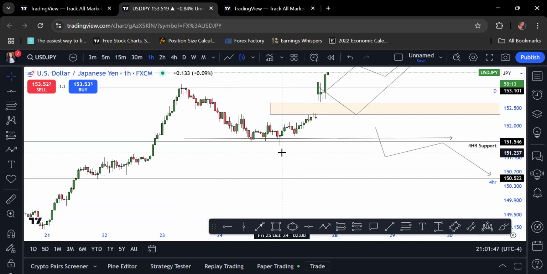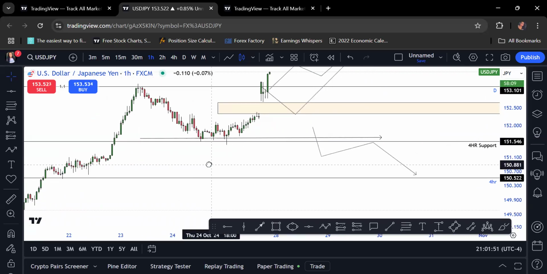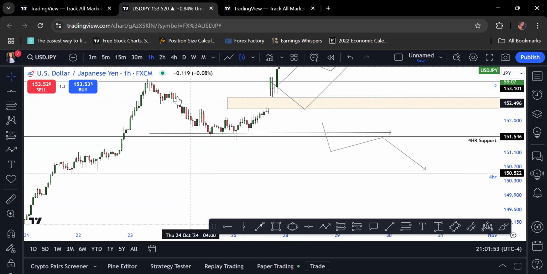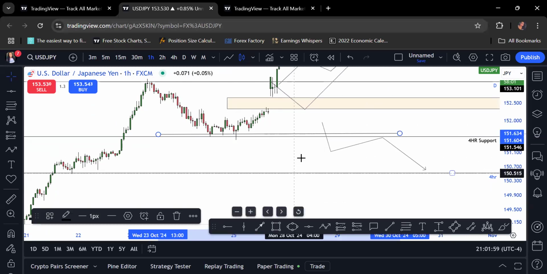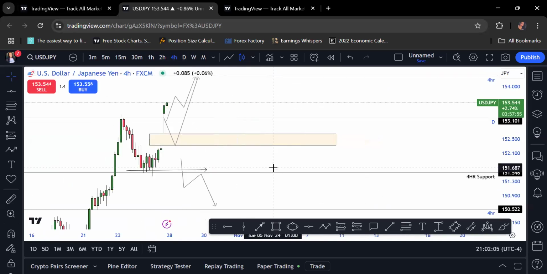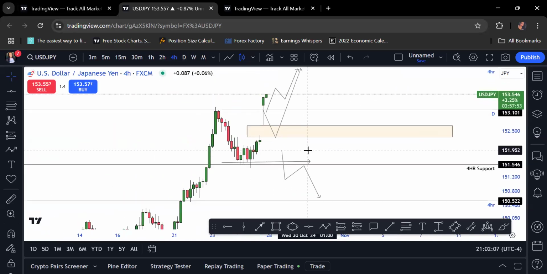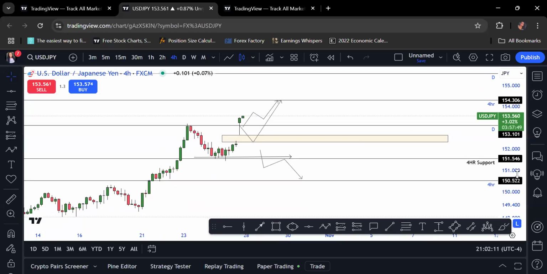So it's all about not rushing yourself and not getting ahead of yourself. Support and resistance go a long way, and you see the support, it just respected it to the T and just shot up. So definitely daily is nice and 4 hour as well.